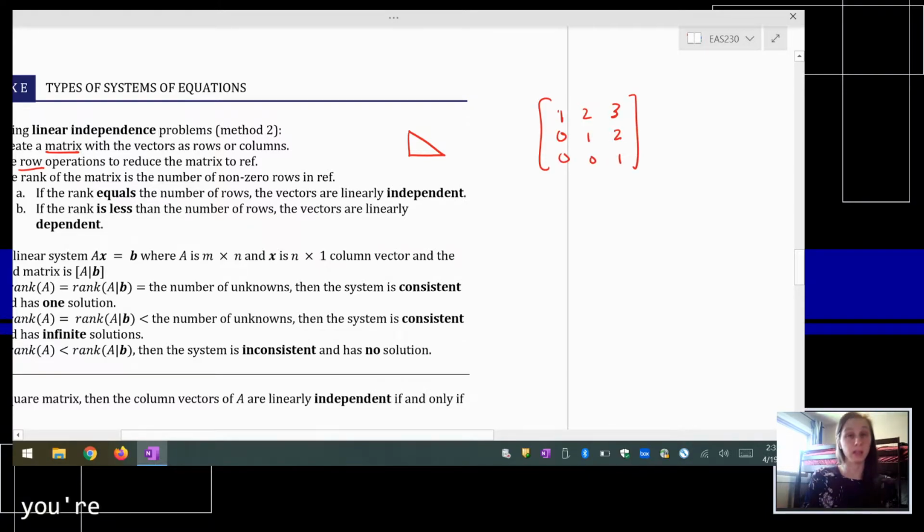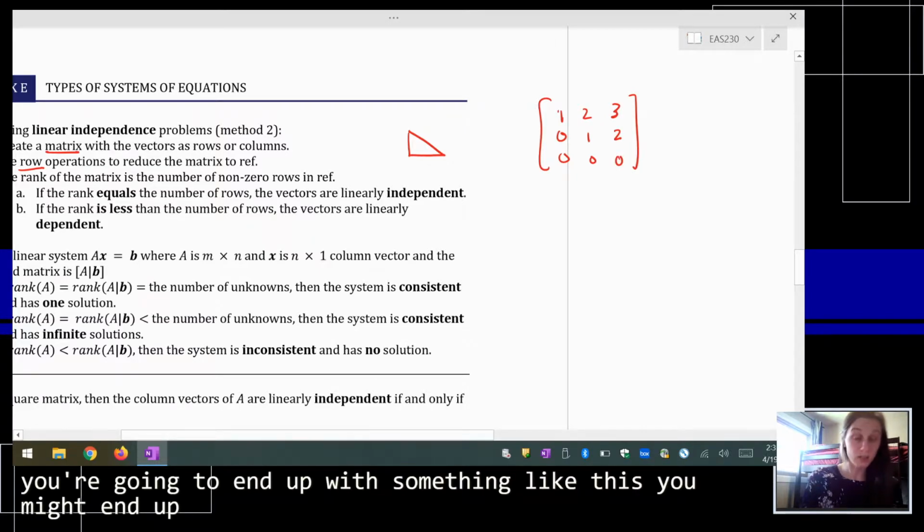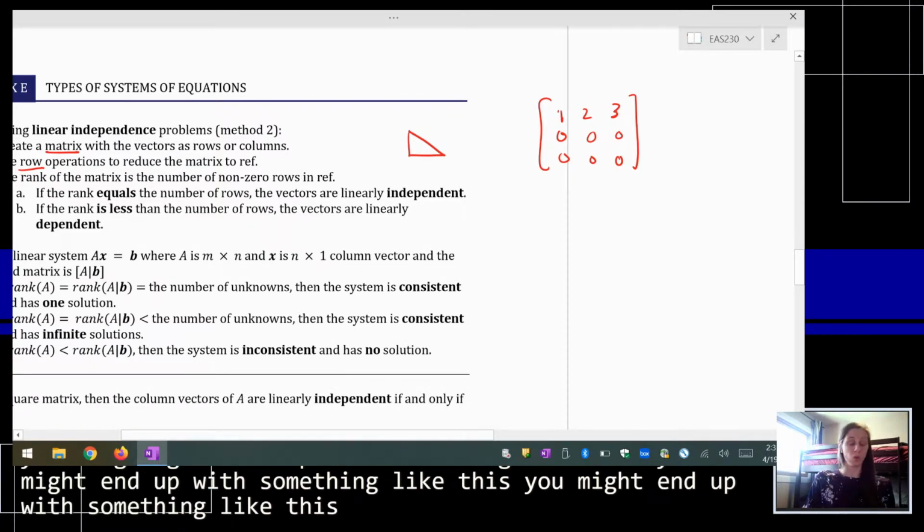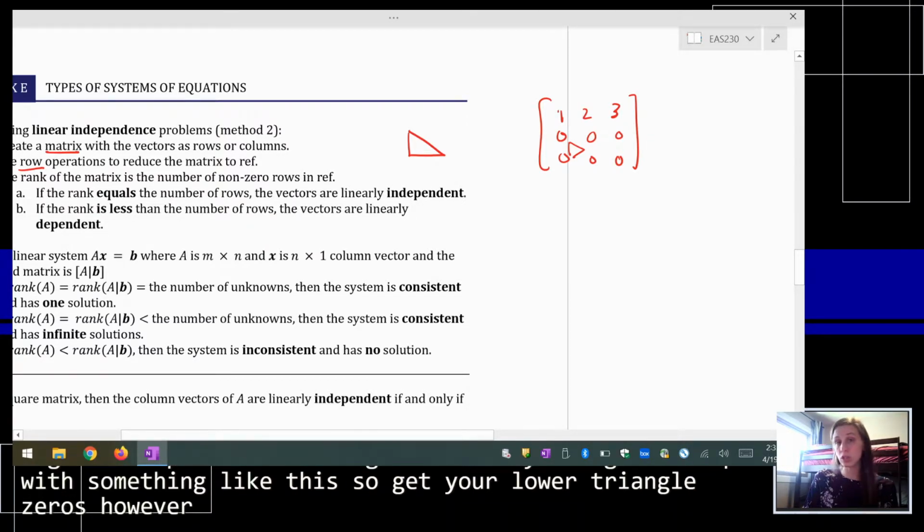You're going to end up with something like this. You might end up with something like this. You might end up with something like this. So get your lower triangle of zeros. However many other zeros happen, that's fine.